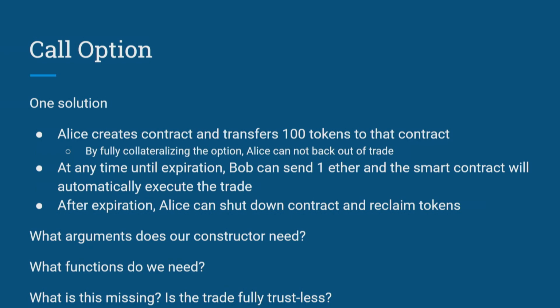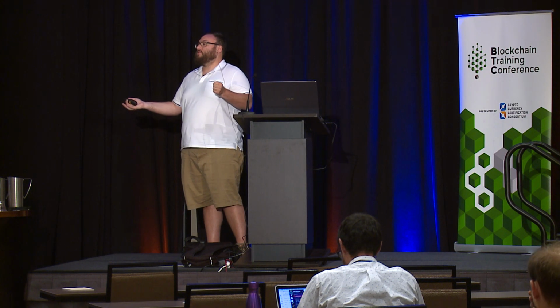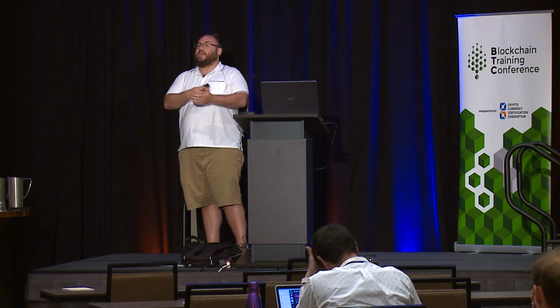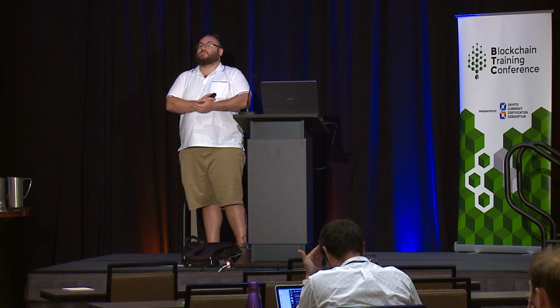One last question here. This is actually still missing something. It does its job, once the contract is created and has been funded with the tokens, then the trade is certainly settled and Alice can't back out. But there's still a part of this that is not trustless. Bob is still buying this contract from Alice.